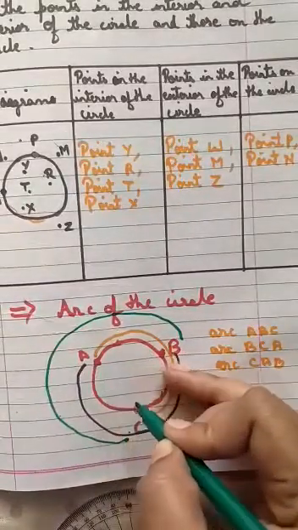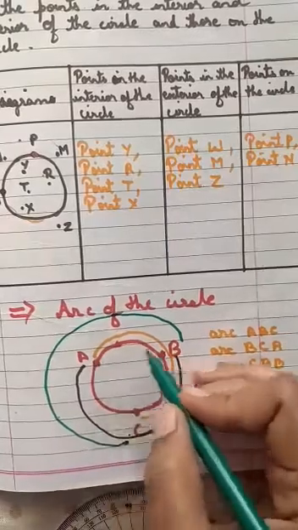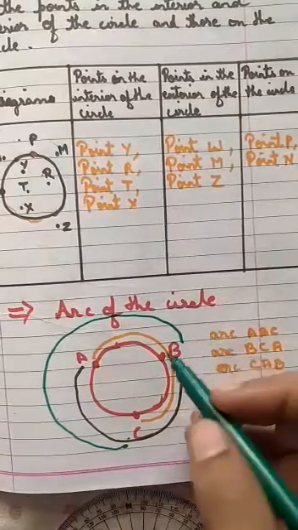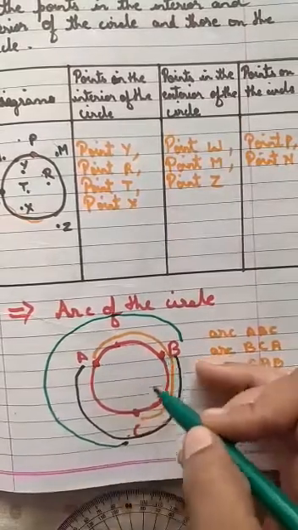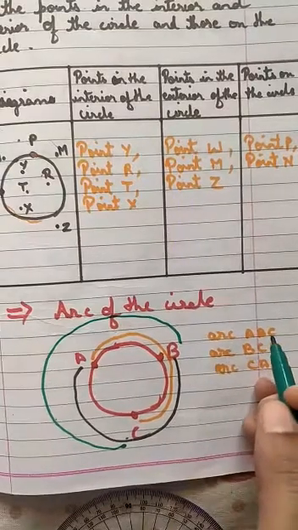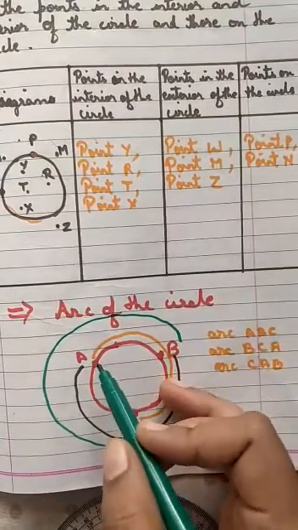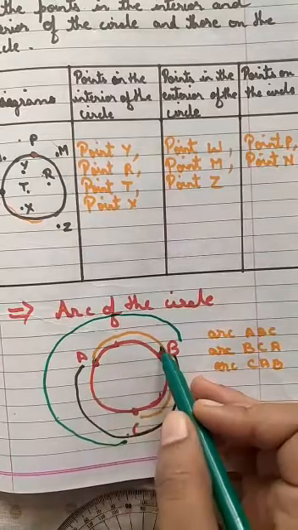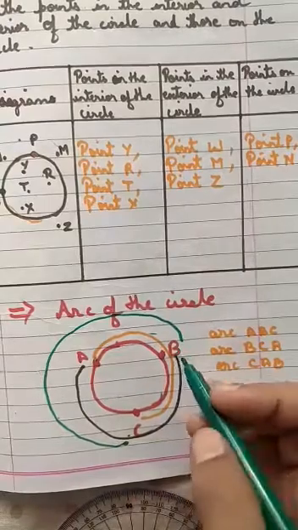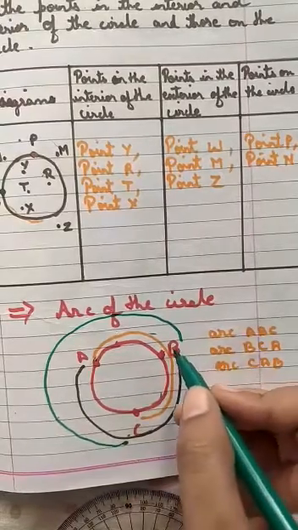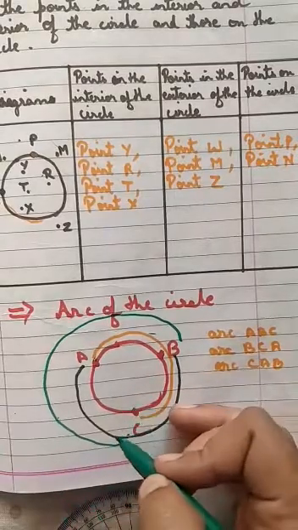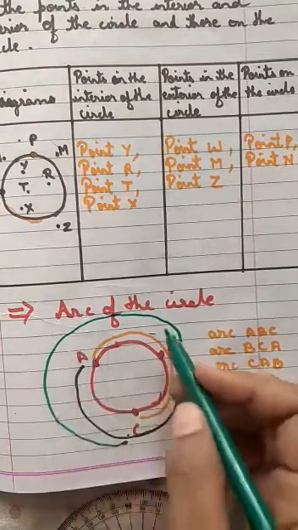This red color is the circle and the 3 points are there on the circle. Point A, point B and point C. Arc means we have to take the 3 letters together. Like for example, arc A, B, C. See here, orange color? Yes. Then we can take the brown color, arc B, C, A. Understood? And the last, arc C, A, B.